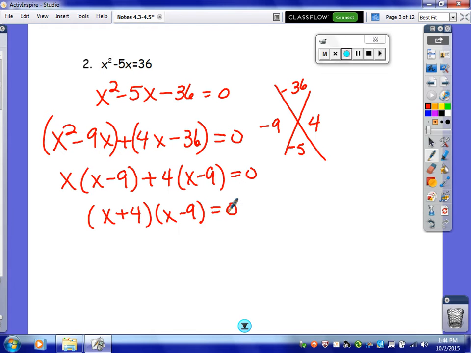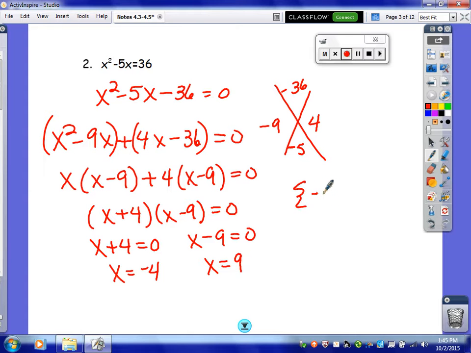Alright, apply the zero product property, so set each factor equal to 0. So my two solutions are negative 4 and positive 9. So we write those in a set, negative 4 and positive 9. Here again, take the time to check your answers. Go back and plug them back in.